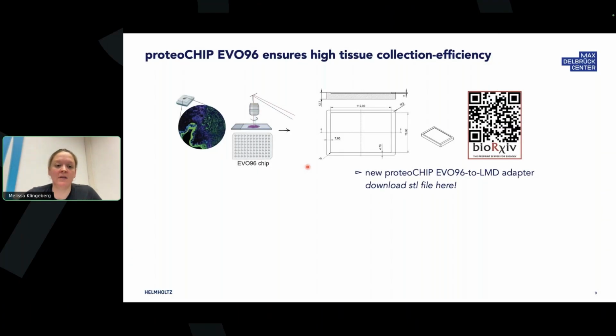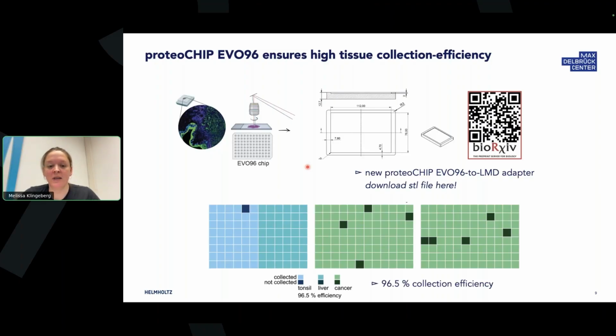So we benchmarked this and collected it into the Evo 96 chip. Something that most people who have not worked with DVP yet are not aware of is that we sometimes face issues with electrostatics because of the properties of the membrane and the tissue. But collecting into the Evo96 chip, which is very close to our tissue specimen inside the microscope, allows us to collect really most of the tissue that we cut. So we have a collection efficiency of over 95%.